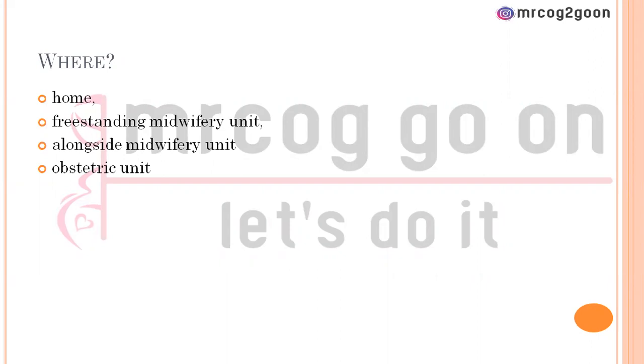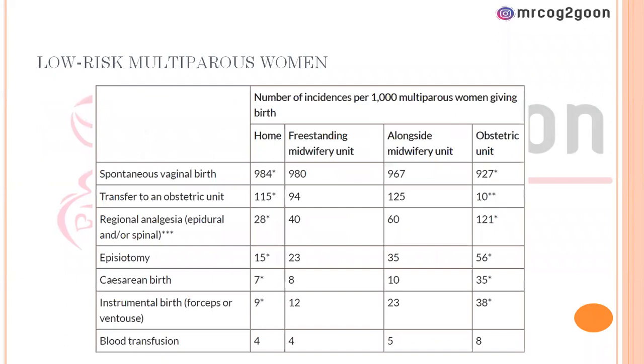I think most of us don't have this. Like I'll tell you, in Egypt, we either have a home or obstetric unit. We don't have a midwifery unit. I think also in KSA and some other parts have the same way. But in the UK, they have these four sites. This one came before as a single best answer, I think.